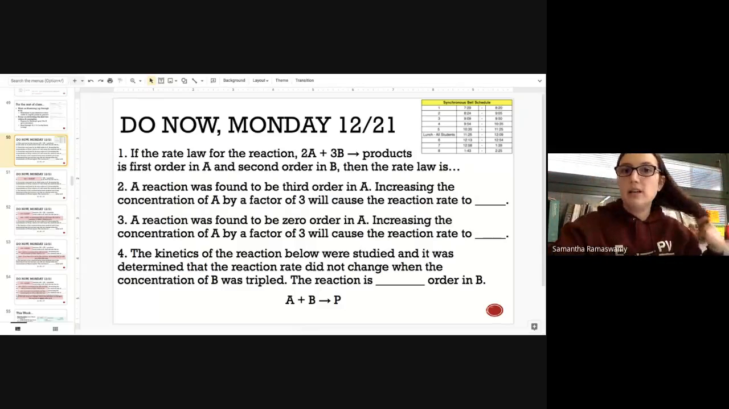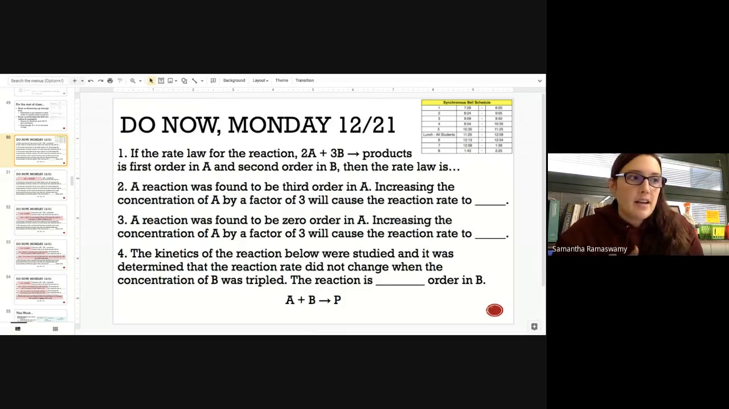Let's go through the do now and everything else for class today. For the do now, questions 1, 2, 3, and 4 do not go together. They're all separate questions, so just keep that in mind. For number 1, if the rate law for this reaction, 2A plus 3B yields products, is first order in A and second order in B, then what is the rate law?